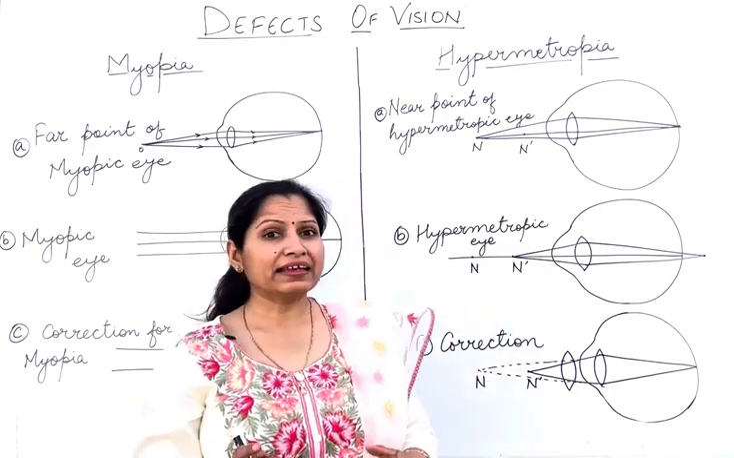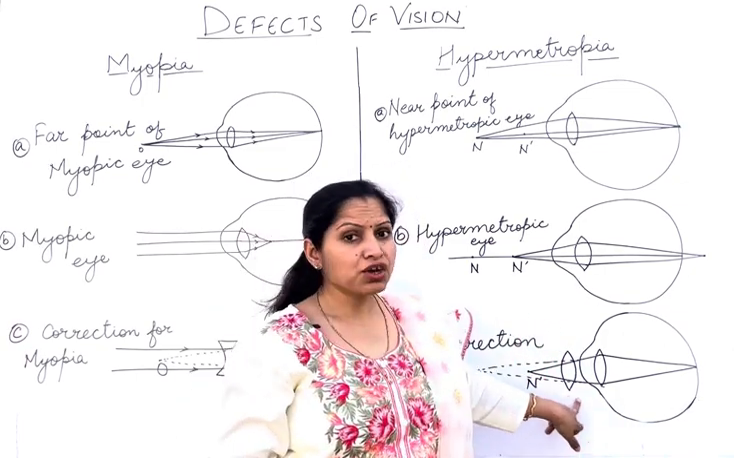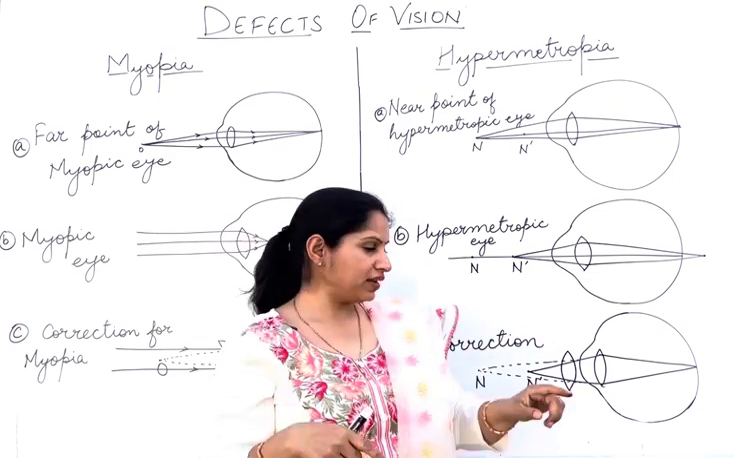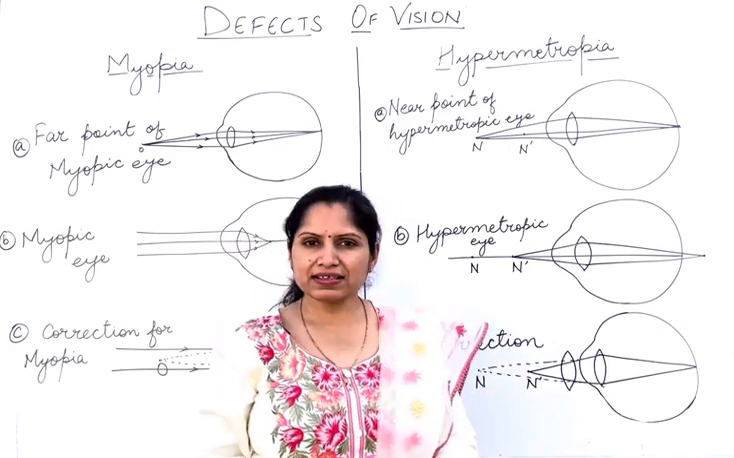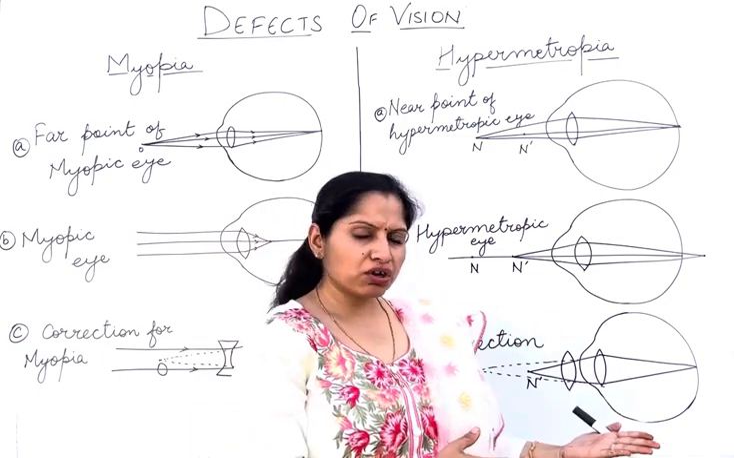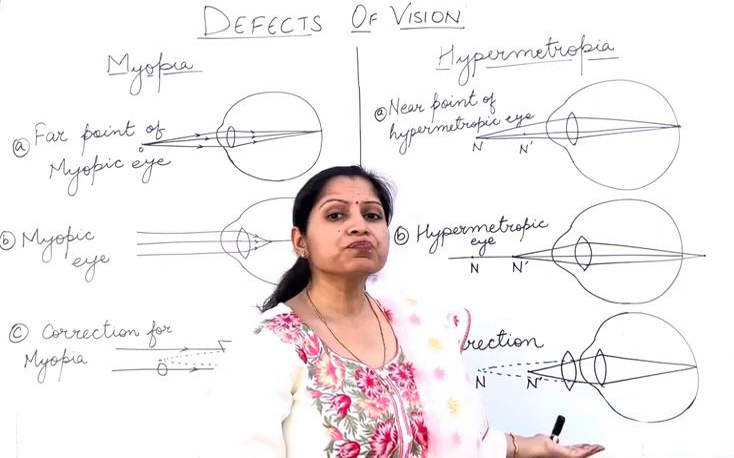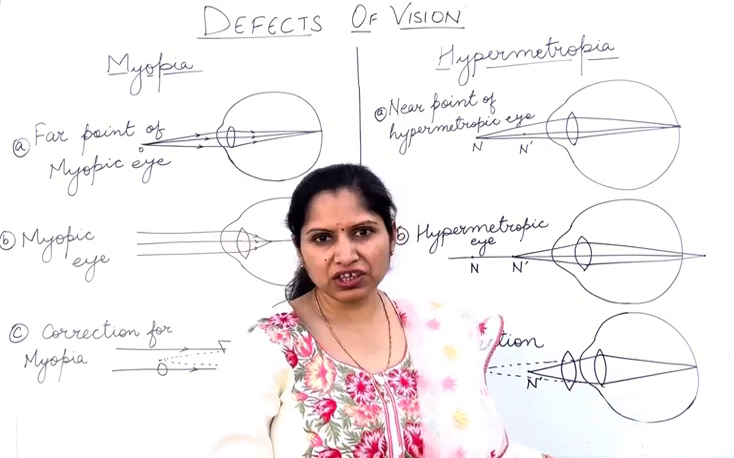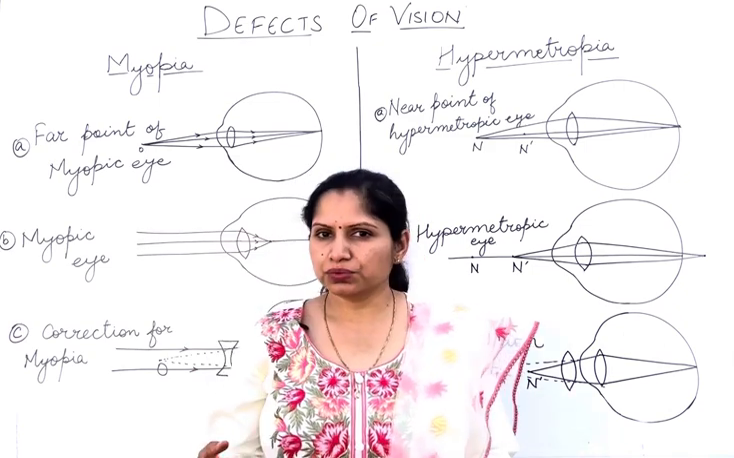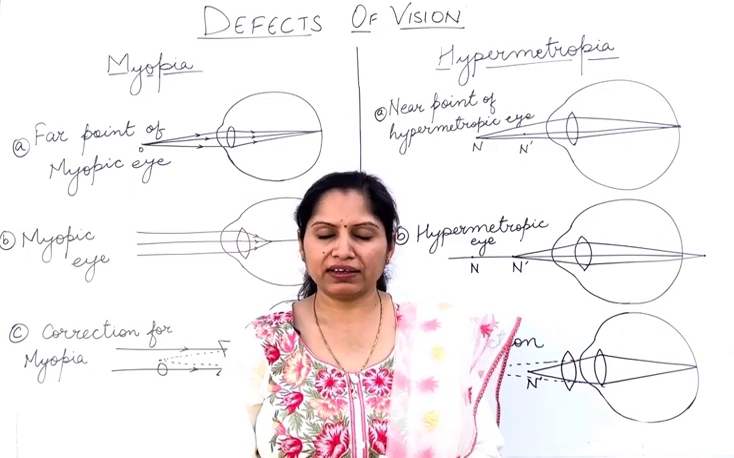And how can we correct that? That is by the use of a convex lens. You all know this is the shape of a convex lens. So a convex lens could be used to provide that extra convergence. If the eye was not able to converge, no problem. We can provide spectacles having the converging lens, that is the convex lens, so that extra convergence will be there and the person will be able to form the image on the retina and see things clearly.